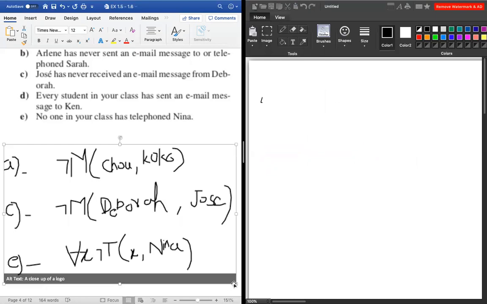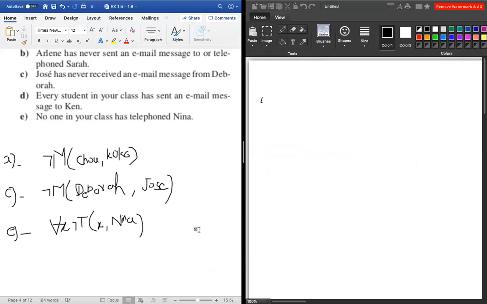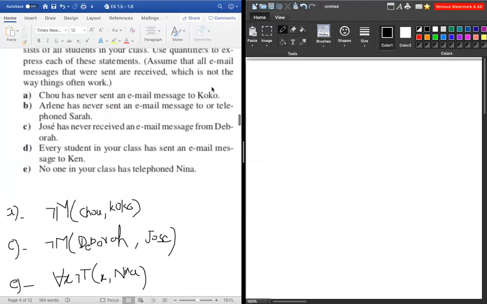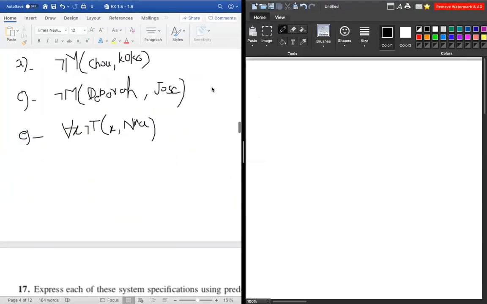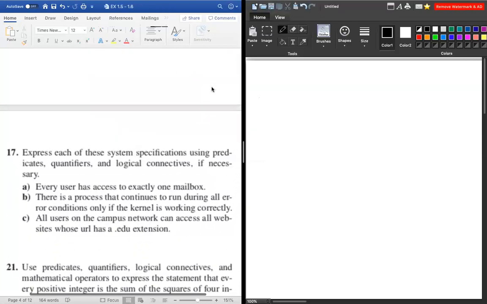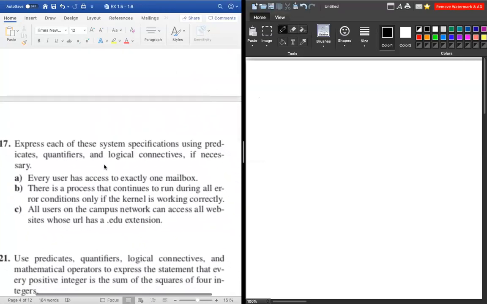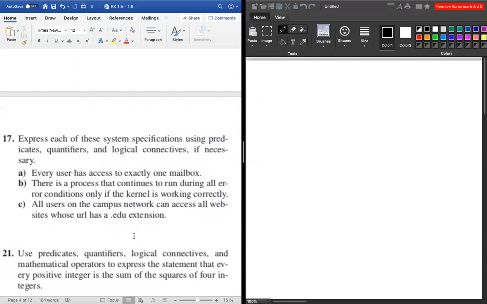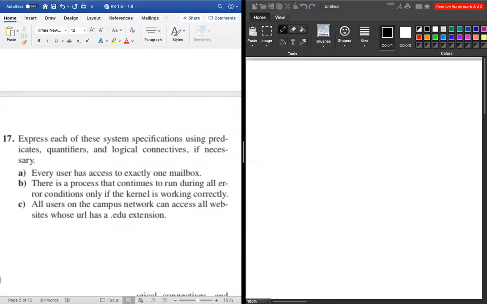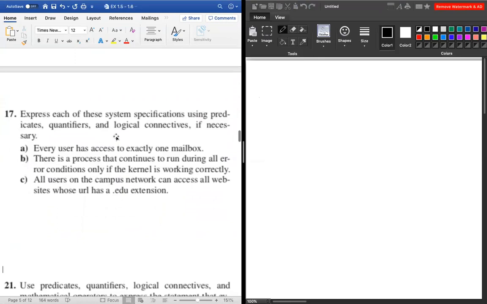Any questions? Okay, if no questions, let's move forward. We have this question 17. Express each of these using predicates, quantifiers, and logical connectors. Part number 2.